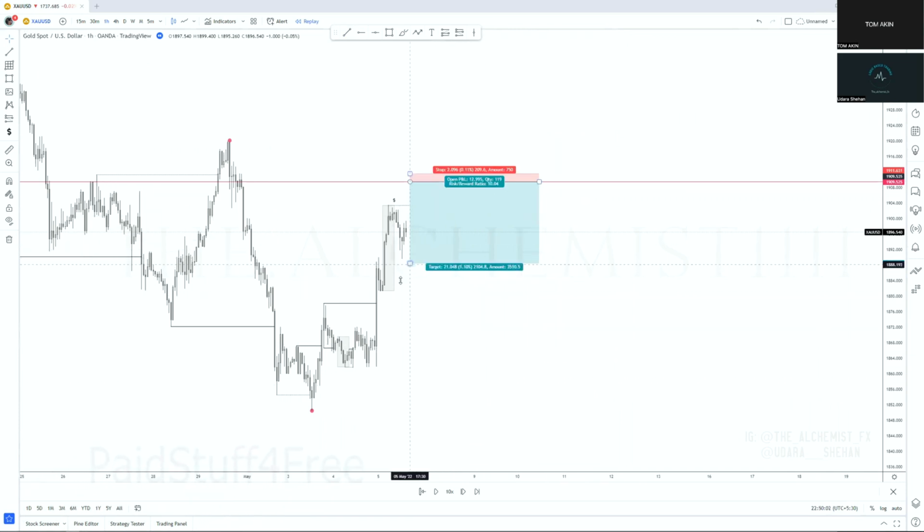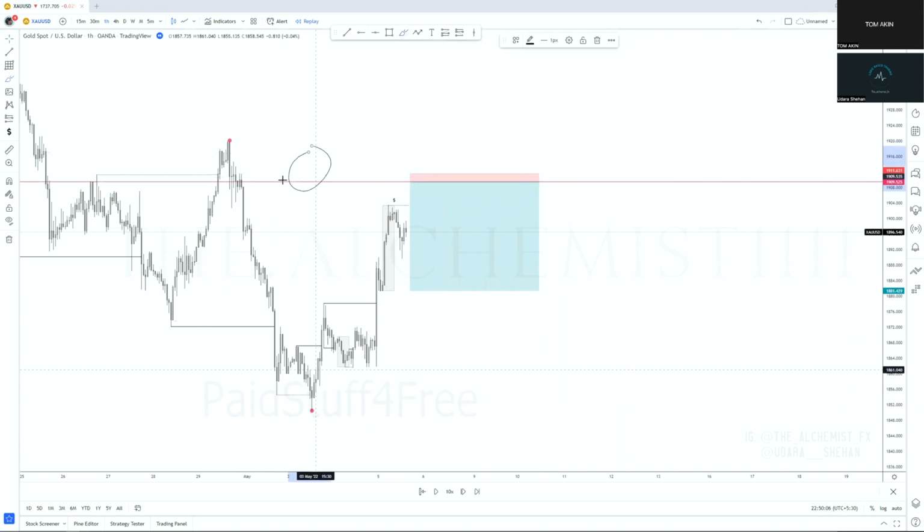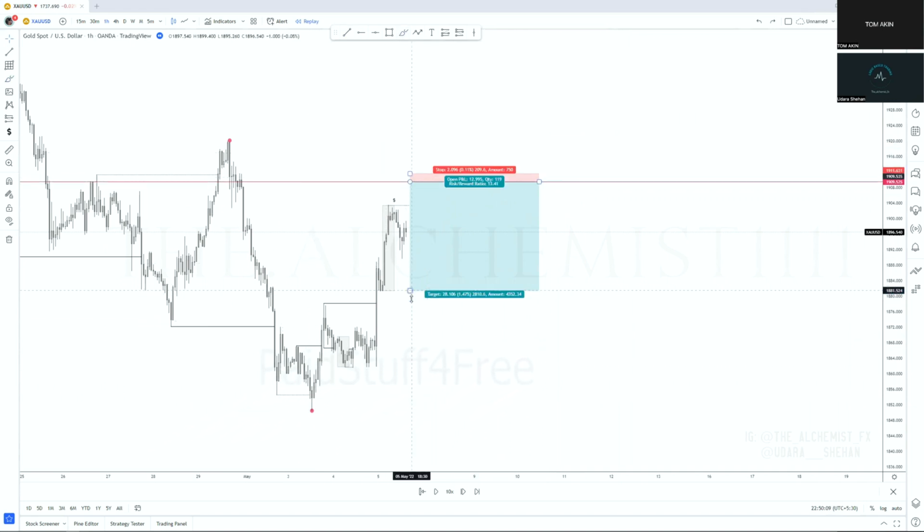Your first target will be the Asian low. And since it is coming from a monthly zone, where will your final target be? External range liquidity. Now remember, this is your first target, 280 pips. Now look what happened.